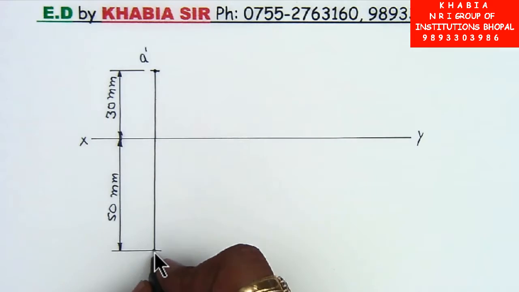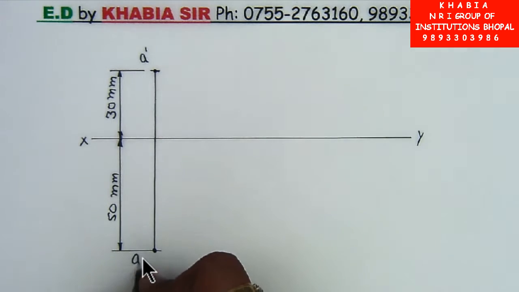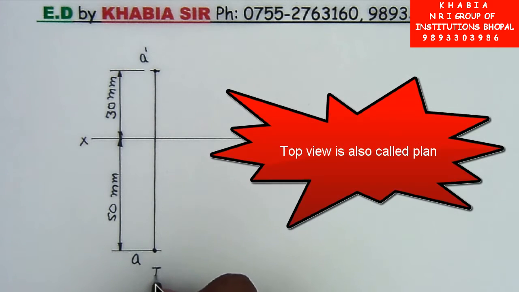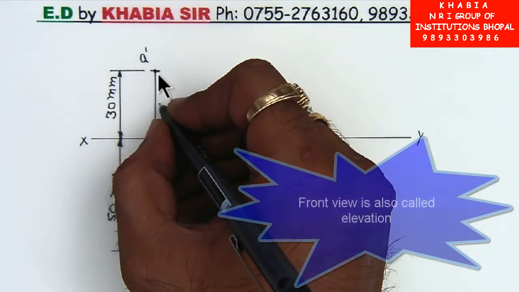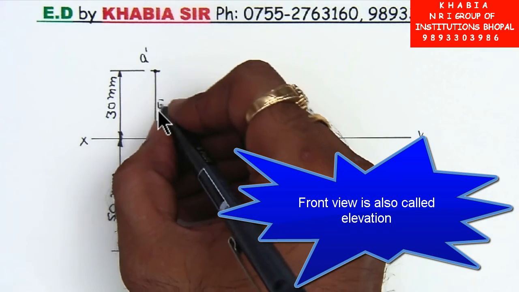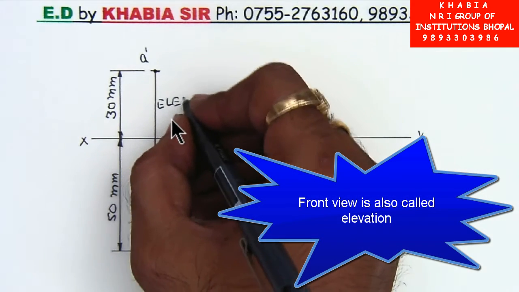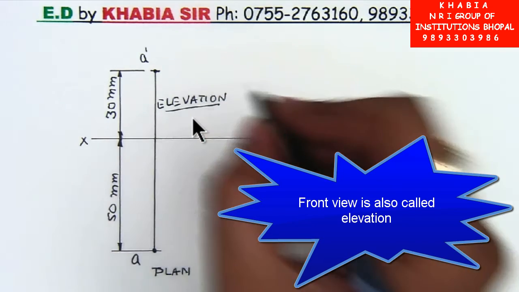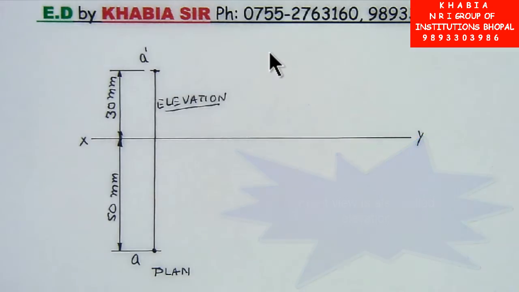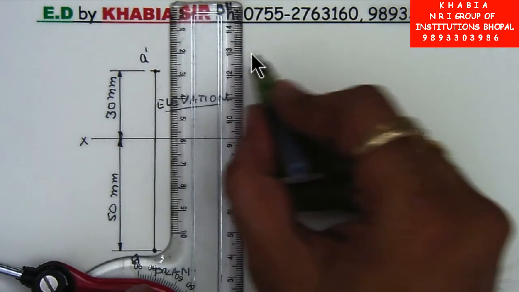Naming of the top view will be done in small letters without dash. Another name for top view is plan. And another name for front view is elevation. Now let us try to make the side view of the point.